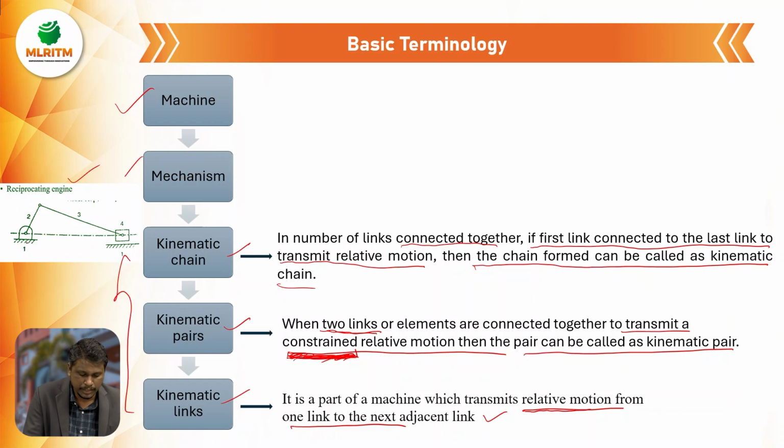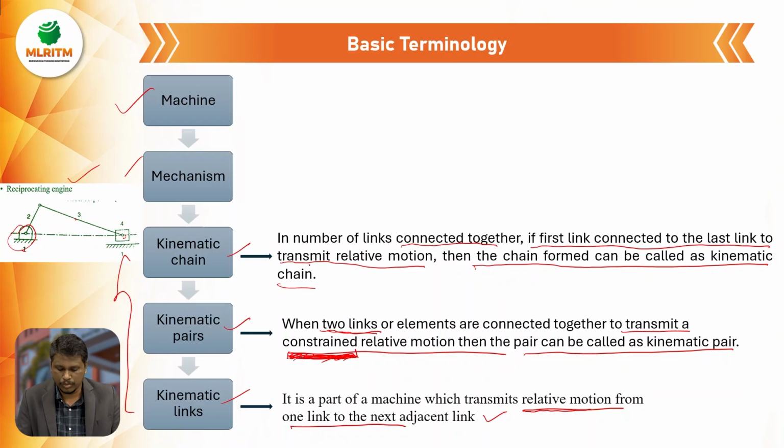Here, this is link 1, link 2, link 3, and link 4. You can see now, the first link is connected with the last link. That is what they mention here. This is the first link. The first link and fourth link are connected with each other. If it is like that, then only it can transmit the motion.